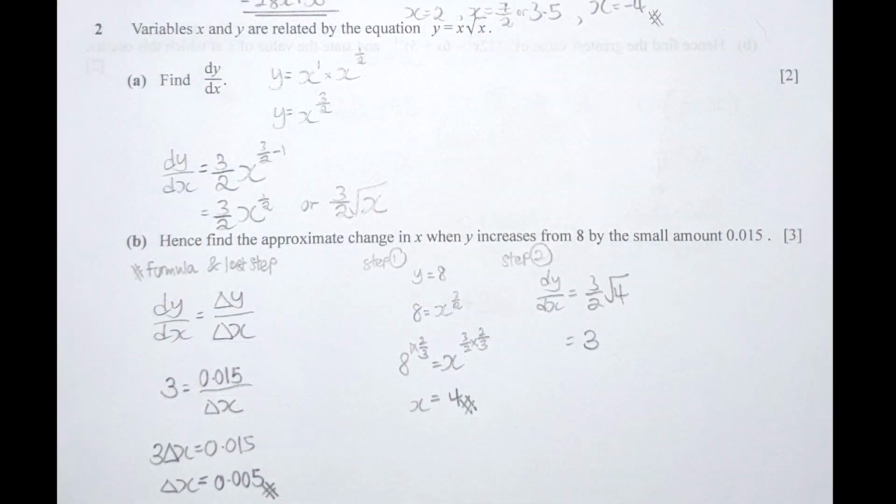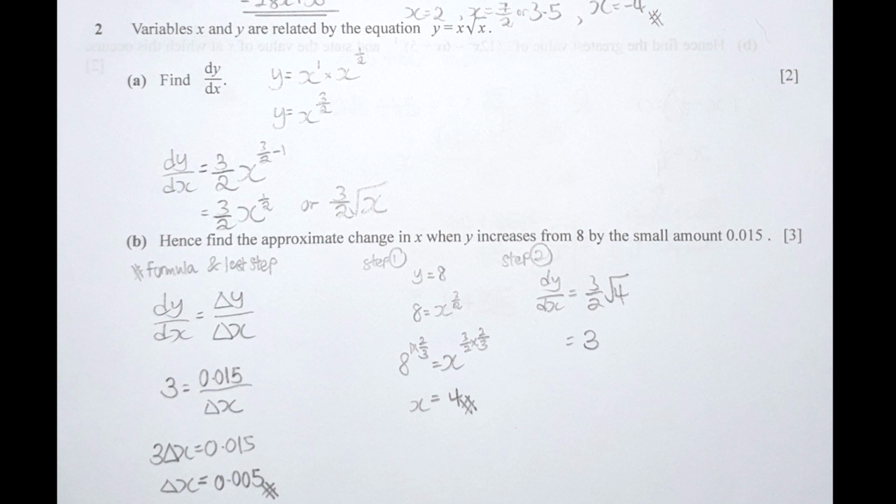Question 2. You're required to differentiate the equation y equals x square root x. So I changed the square root x into x to the power of 1 over 2, and with the x at the side, since their base is the same, I combine them. Your y will now be x to the power of 3 over 2.